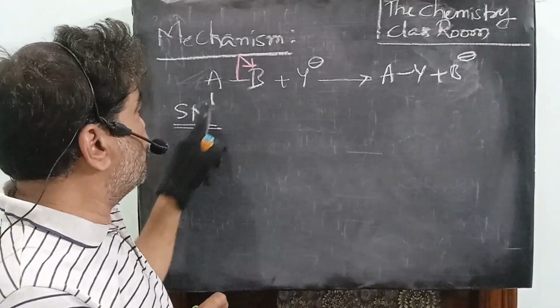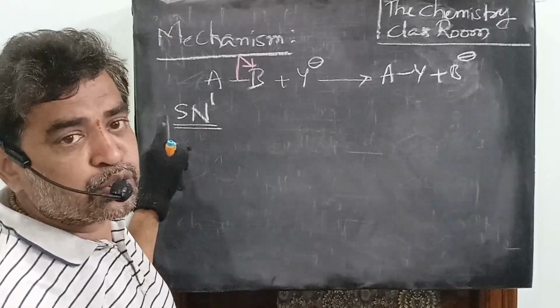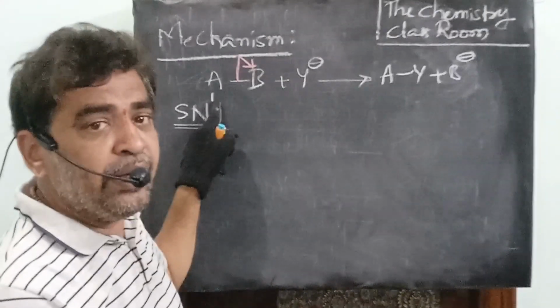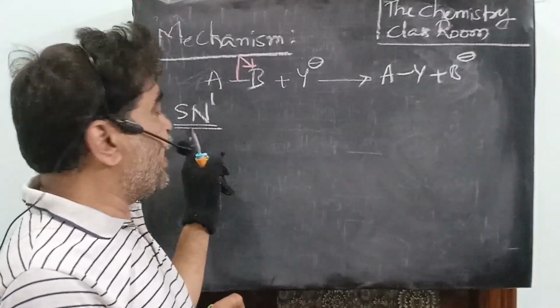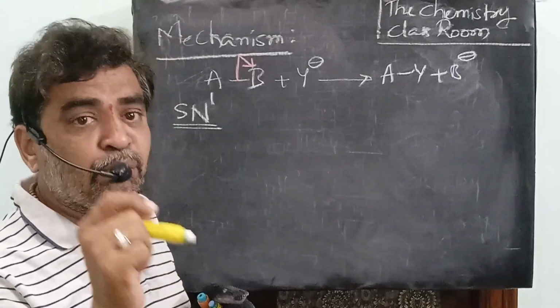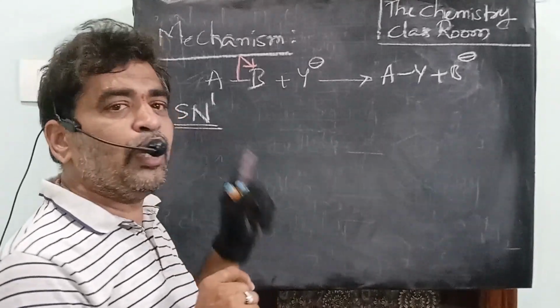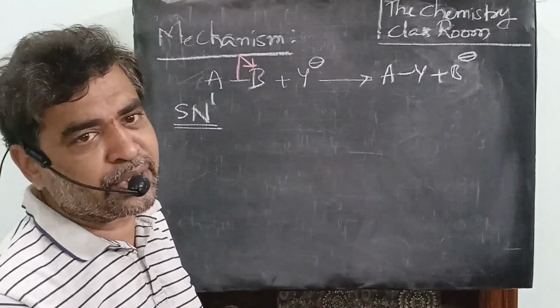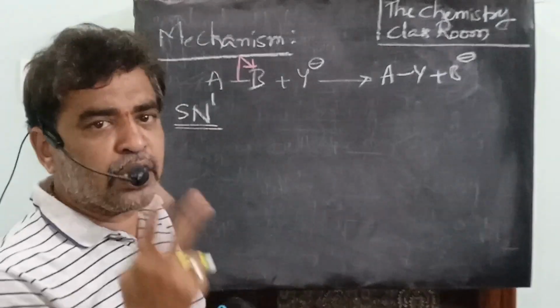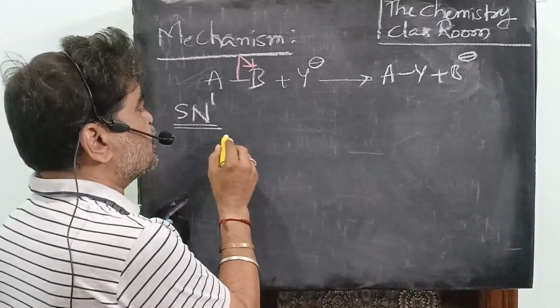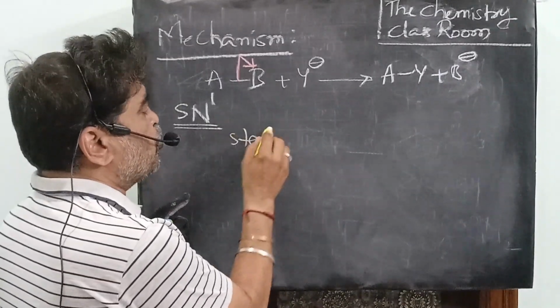I repeat, unimolecular nucleophilic substitution reactions. In this, the rate of reaction is determined by only one compound. That's why it is called unimolecular nucleophilic substitution reactions. In this mechanism, two steps are involved. So what is your first step? Step 1.